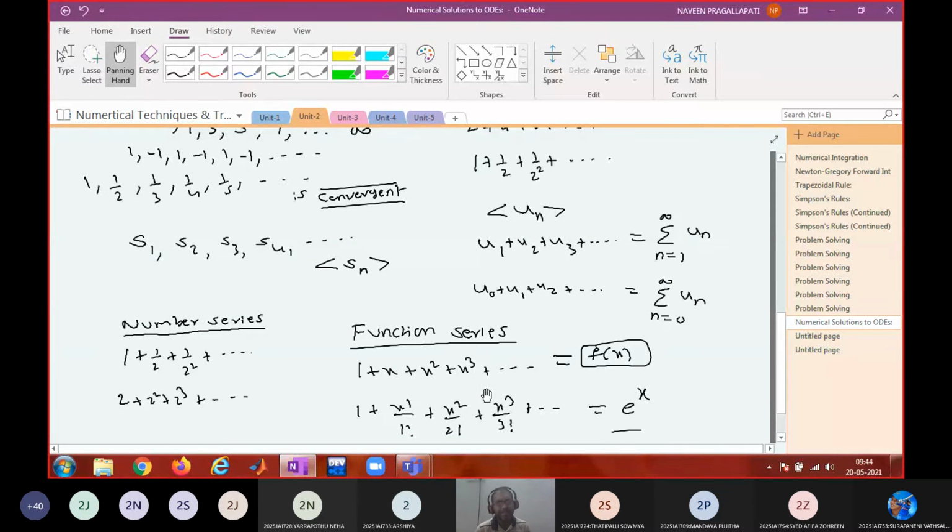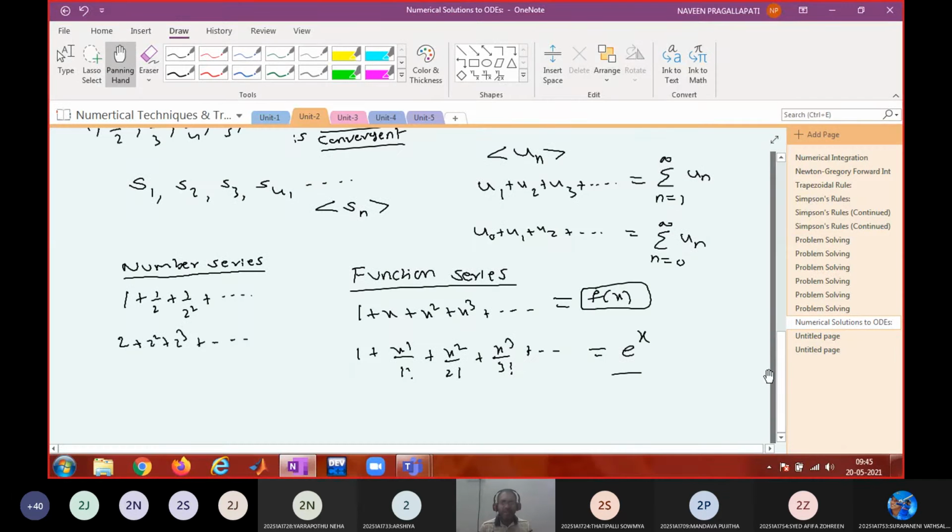Am I right? So we will be truncating the series to find an approximate value. When you truncate, what does it mean? Cutting and leaving the rest. That is called truncation. So we find the approximate value of the series by truncating the series. When you truncate, that infinite series becomes a finite series. Okay, so that's all about series.